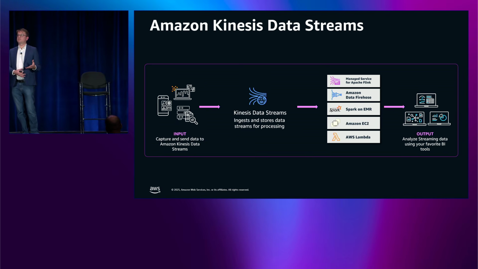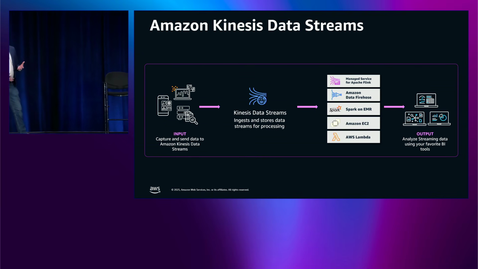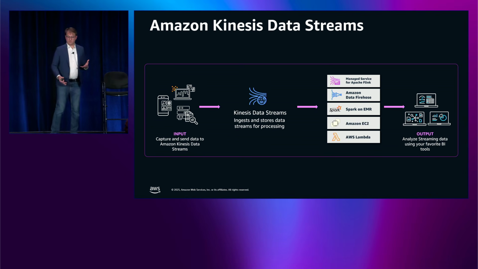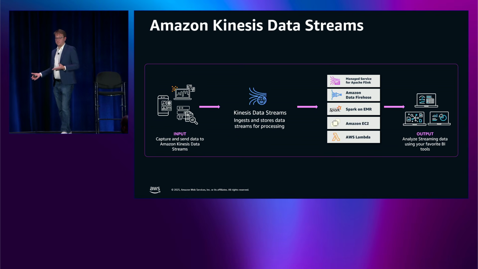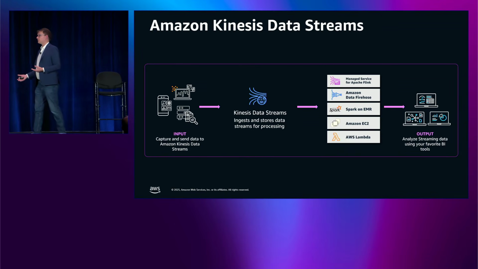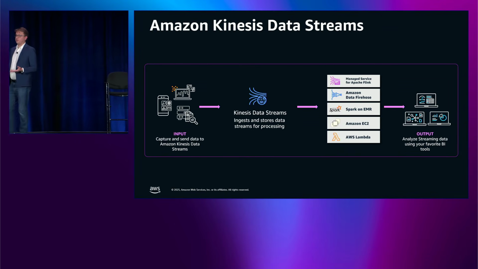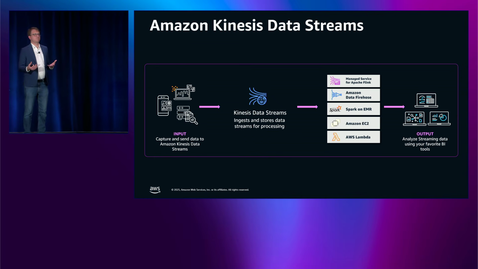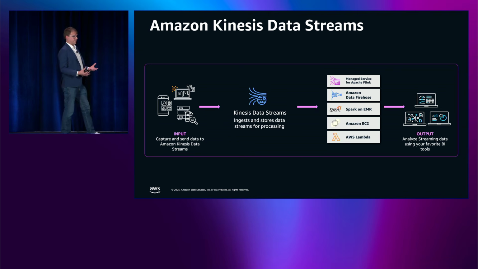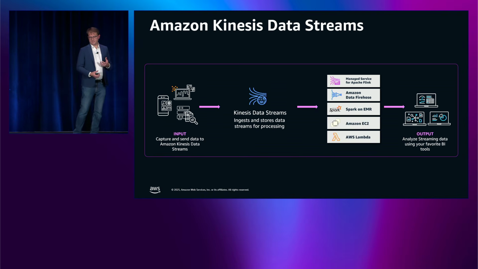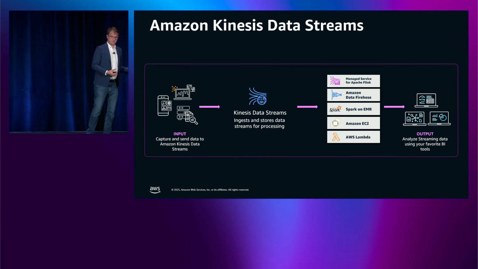And then it is consumed by a suite of different options, such as managed service for Apache Flink, Spark on EMR, Firehose, Amazon EC2, and Lambda, if you want to write some custom code to process. These consumer applications are the heart of the streaming application architecture. Then, once you process this data, you will store it in some sort of repository, either a data lake or an analytics database, for you to be able to use and derive business value from.